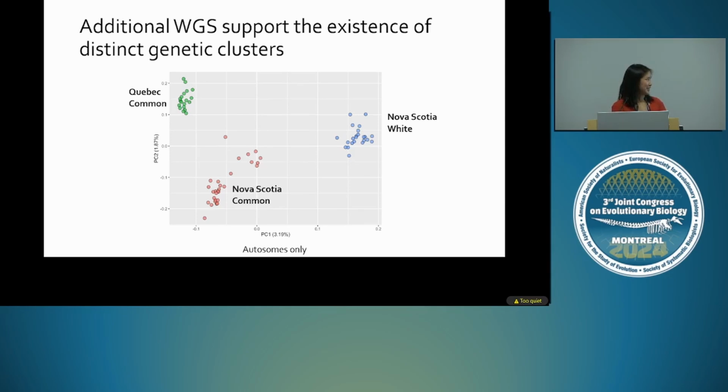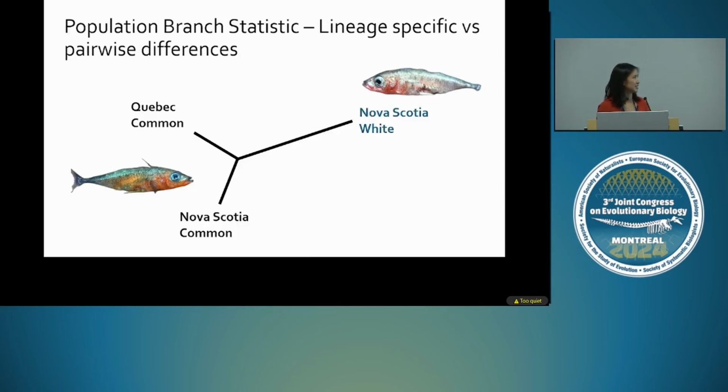And really conveniently, additional whole genome sequences from additional populations continue to support the existence of these distinct genetic clusters. So we can see Nova Scotia whites, commons, and the Quebec common are each their own distinct little group. To further explore the genomic landscape of divergence between whites and commons, I performed a population branch statistic test.